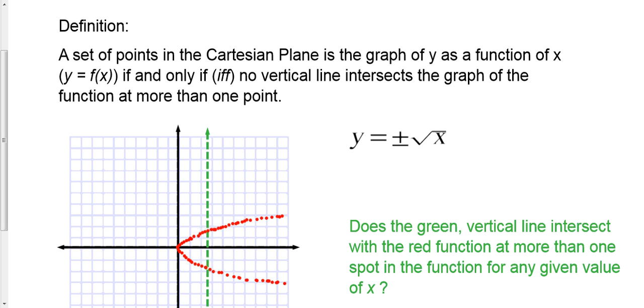I think before, no, not I think before. I think, therefore I am, that guy. He came up with this. We're giving the man his due, okay? So, a set of points in the Cartesian plane is the graph of y as a function of x. Okay? Good morning. So, we talk about f of x, right? We talk about f of x.